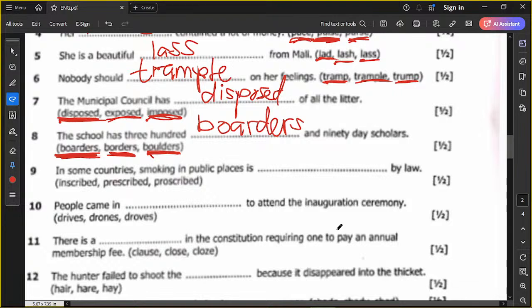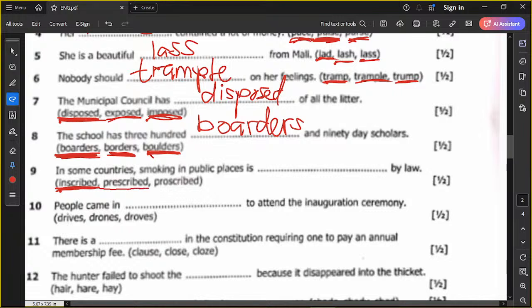Question 9. In some countries, smoking in public places is dash by law. So we have got inscribed. To inscribe is to write. Inscribed, so meaning in some countries, smoking in public places is inscribed, so meaning is written. Doesn't make sense. Is written by law, it doesn't make sense.